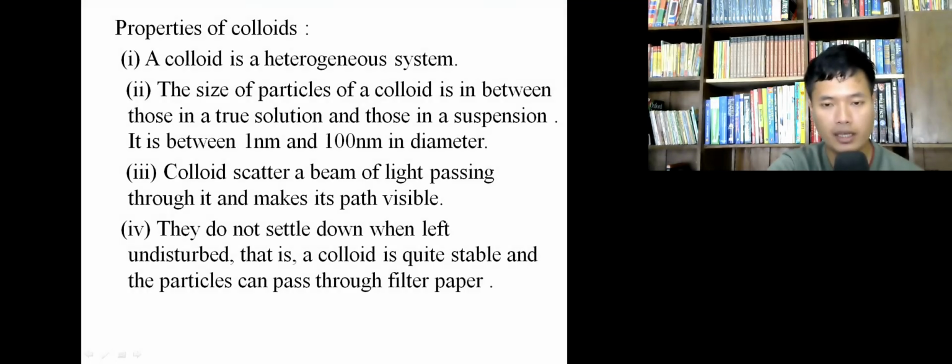It is between 1 nanometer and 100 nanometer in diameter. Like how we said before, the size of a colloid is between that of a solution and that of a suspension. A colloid scatters a beam of light passing through it and makes its path visible. They do not settle down when left undisturbed.